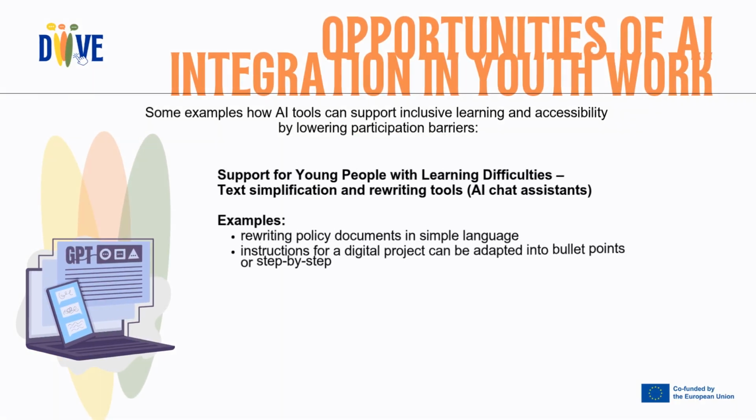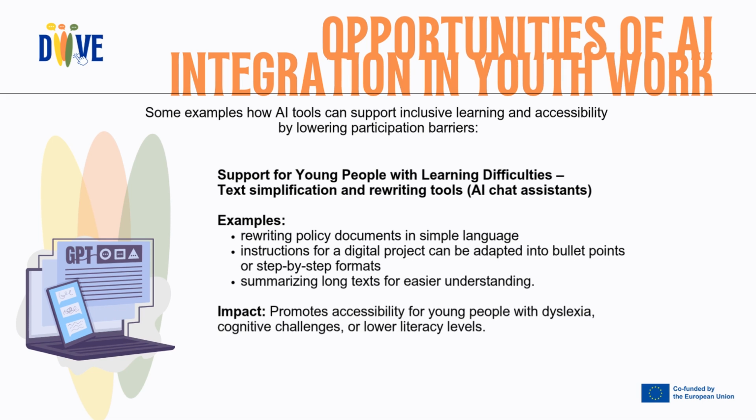Support for young people with learning difficulties: text simplification and rewriting tools, AI chat assistants. For example, a youth worker uploads a policy document and asks the AI to rewrite it in simple language. Instructions for a digital project can be adapted into bullet points or step-by-step formats. Long texts can be summarized for easier understanding. The impact: promotes accessibility for young people with dyslexia, cognitive challenges, or lower literacy levels.